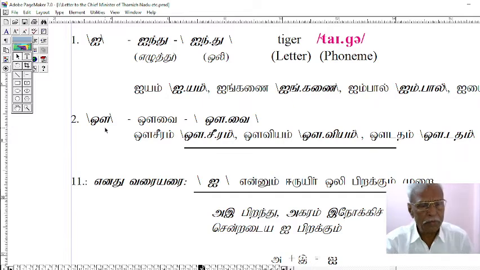The name of the second diphthong is au. This diphthong is produced by the combination of the two vowel phonemes A and O. Au, example: avvai, auziram, auviyam, audadam.